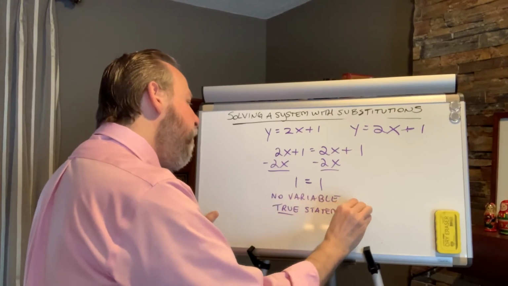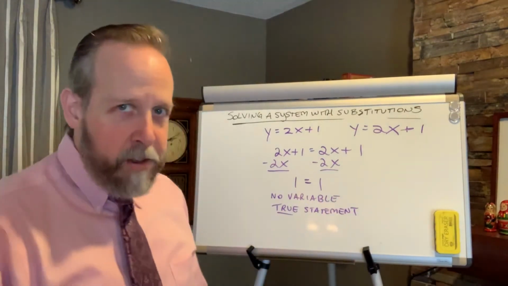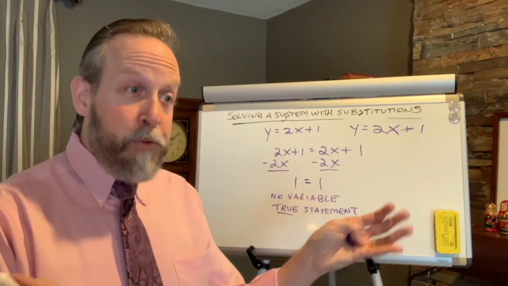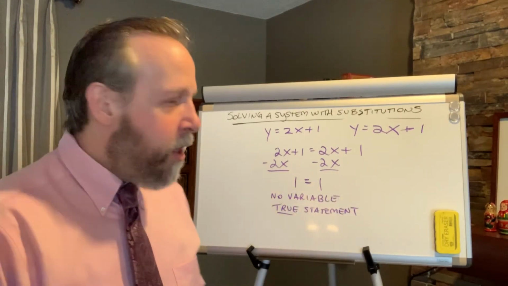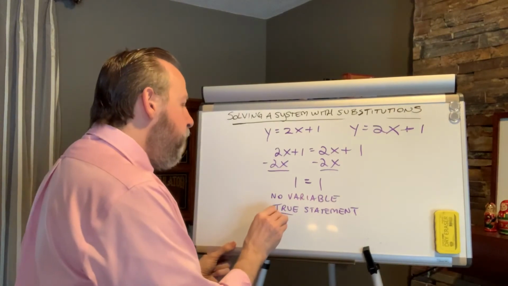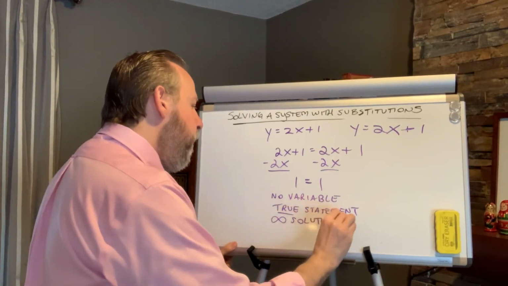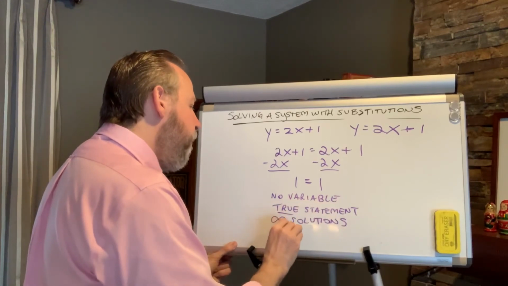What does that tell you? It tells you they're the same line. No more variable, but the numbers we're left with are true. That is infinite solutions. That is the same line.